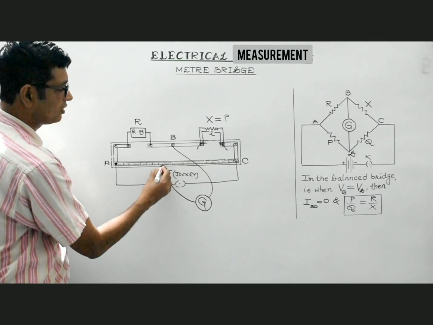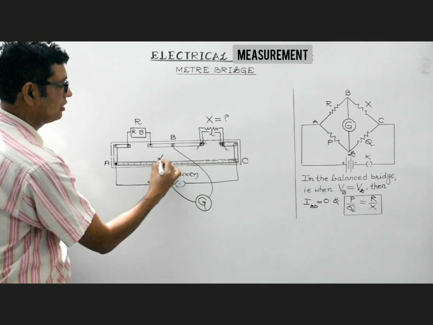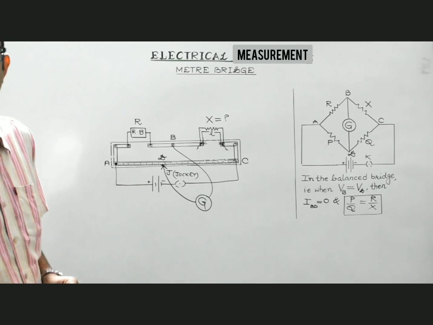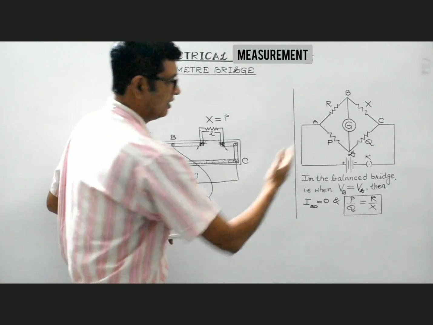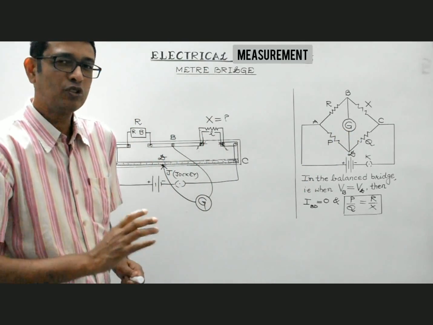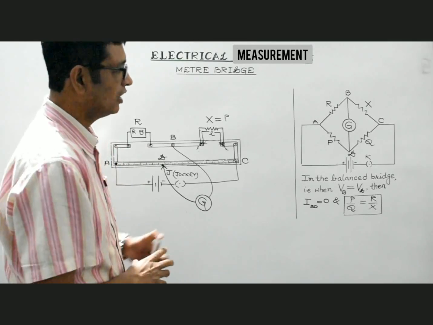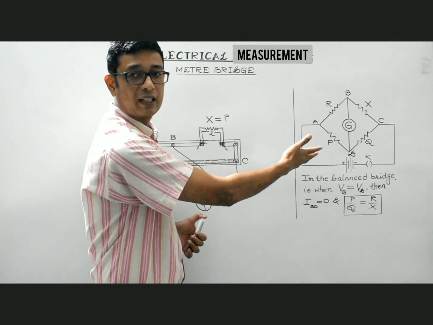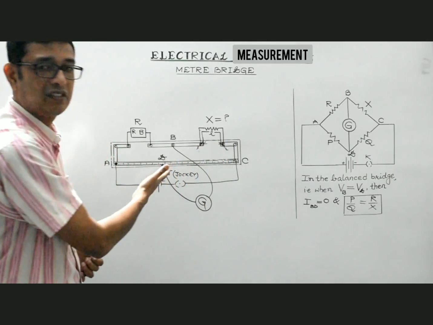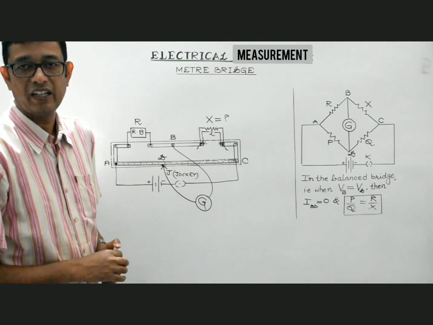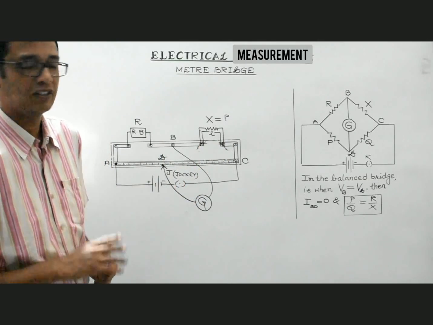And this point, suppose it is the balancing length, and this is point D. Right, students? So now again, let's compare these two circuits. Both are identical, right? Just remember that simple circuit diagram of the balanced Wheatstone bridge, and you'll be easily able to make this circuit diagram without any error.